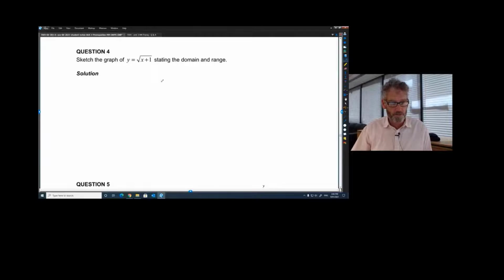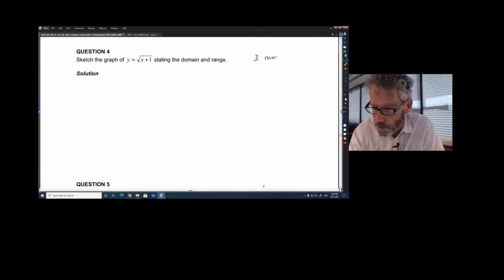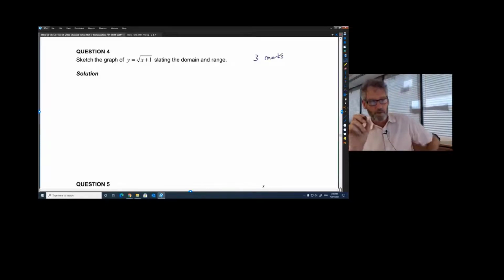Question 4, time to sketch a graph. Right, we haven't done a sketch yet. I want you to sketch this graph. Let's make this question worth 3 marks, and when I do the answer I'll explain where I'll pay these 3 marks. We'll see if you get all 3, okay? Off you go. Put questions up if you're unsure, but keep that going.